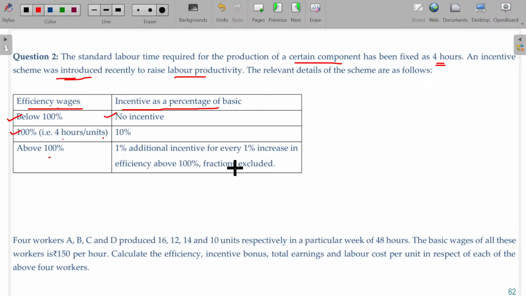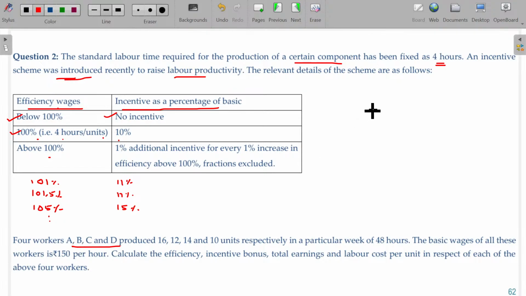Fractions are excluded. What does it mean? In case his efficiency is 101, incentive of 11% will be given. Up to 100%, 10%. For 101, 1% is higher than the standard one. For the standard, already 10% incentive is given. For the additional production, another 1% will be added. In case of 101.5%, also 11%. In case of 105%, then 15% will be offered. That's how the calculations are.